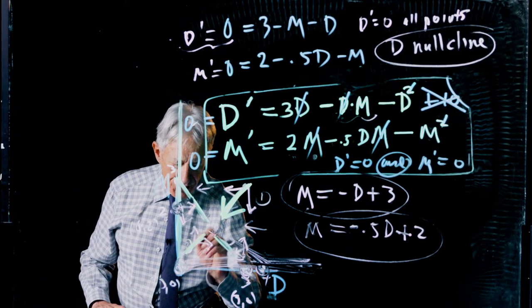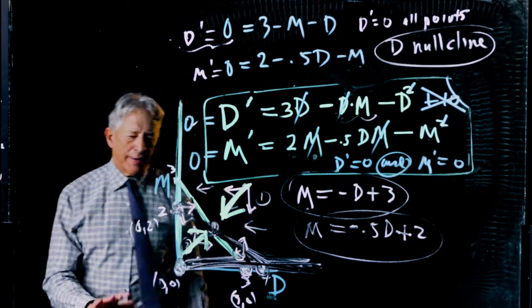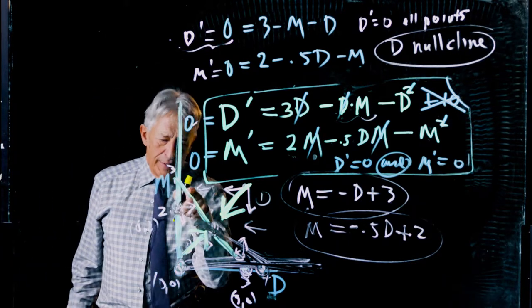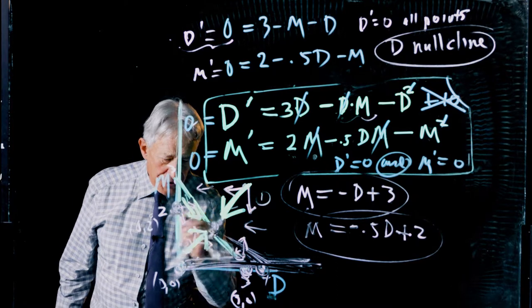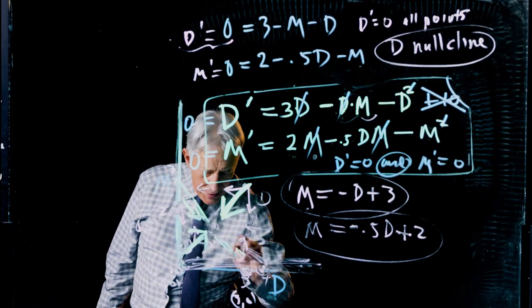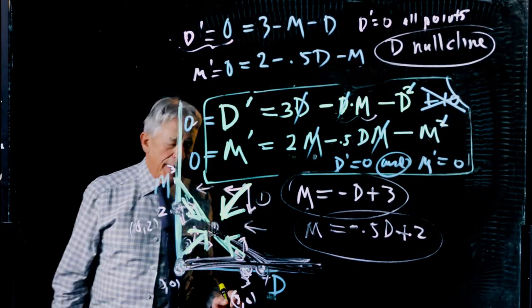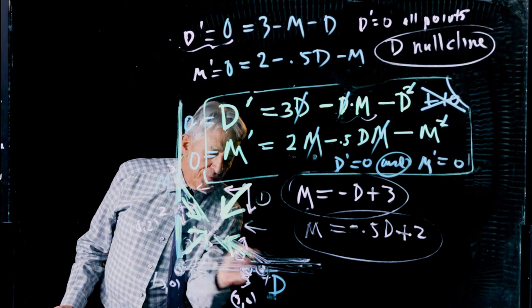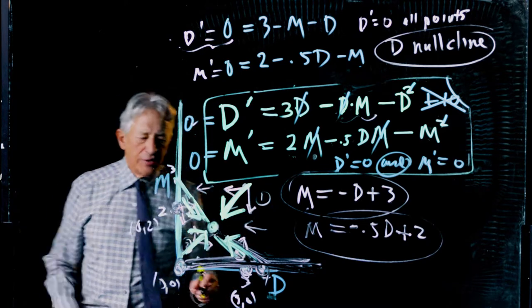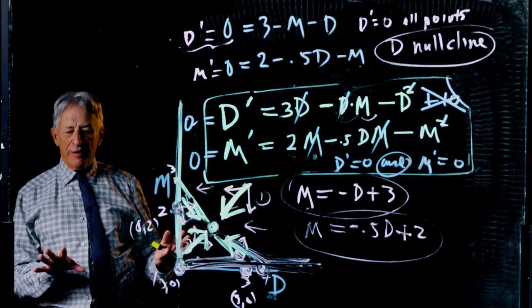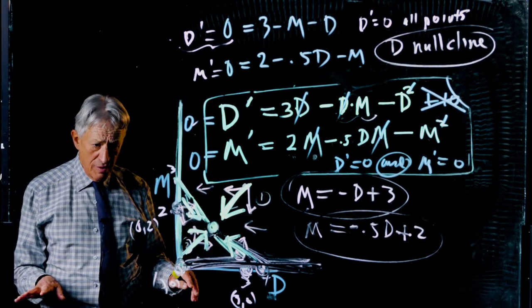Now, it's clear that everywhere here, the arrows are going like that. Everywhere in sector two, the arrows are going like that. In this sector here, the arrows are going like this. And in this sector here, the arrows are going like that. Those are the four sectors. And now we can immediately state the stability of the equilibrium points.